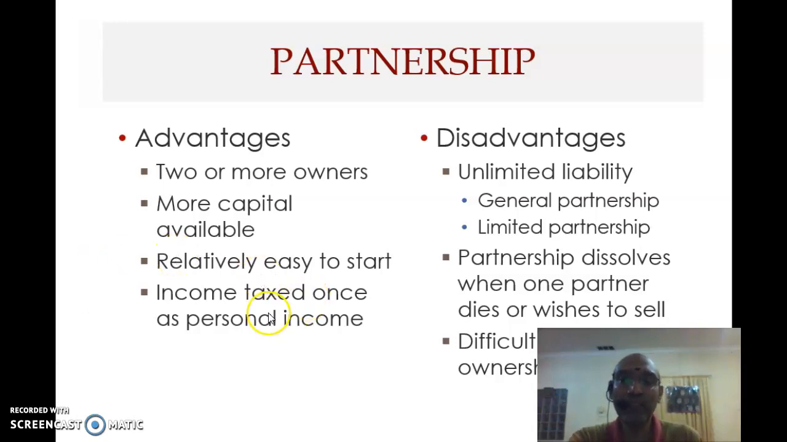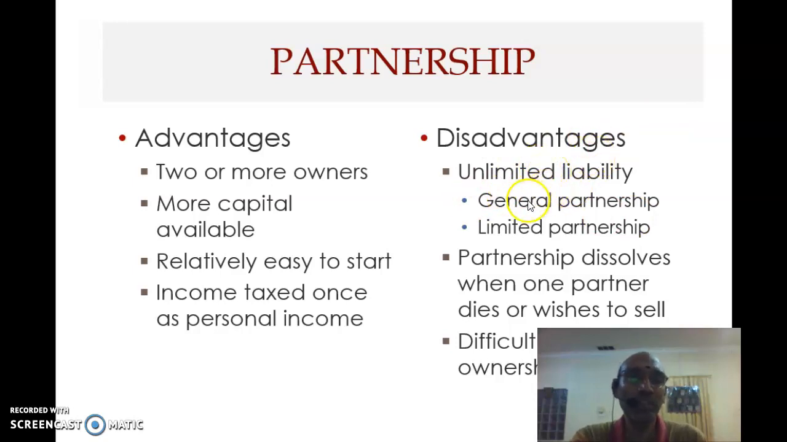Alright, then income tax is once as personal income, just like in sole proprietorship. Income from the firm or from the business will be divided among the individual owners, and then the owners will be taxed only once. So the business will not be taxed, just like in the sole proprietorship case. But you have disadvantages. Like here you have unlimited liability. Alright, that's one major disadvantage of partnership.